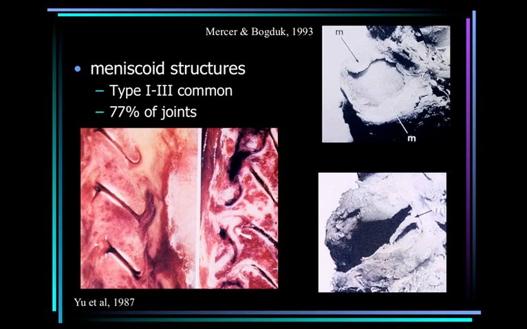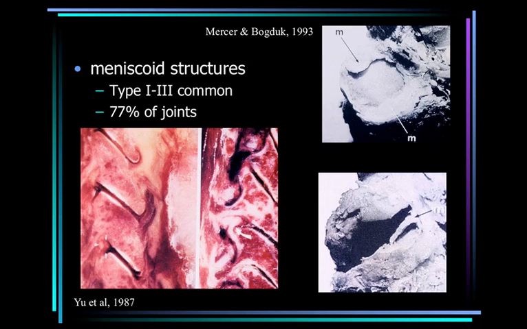A study by Yu et al. looked at the changes in the meniscoid structures with aging and with degeneration. You can see on the left-hand side at the bottom where the arrows are that there is a healthy, small projection of a meniscoid into the anterior aspect of this very healthy facet joint.